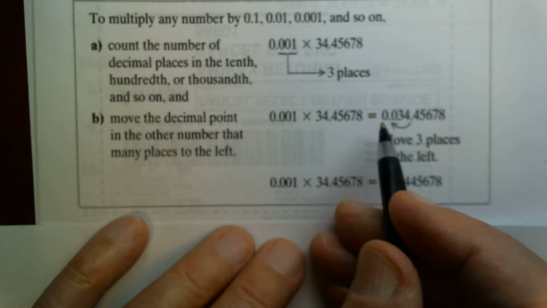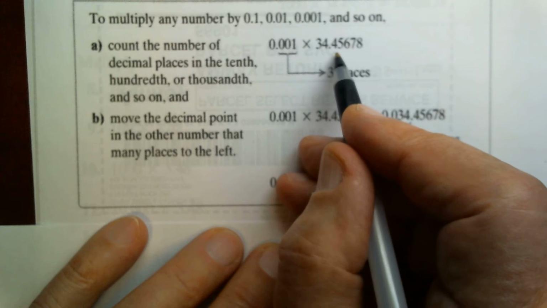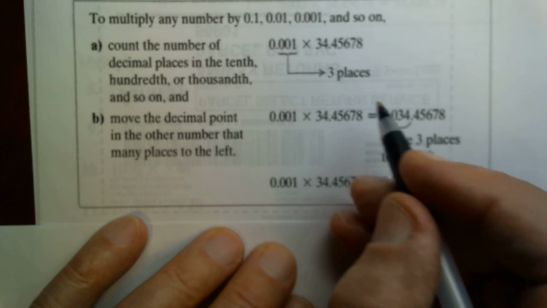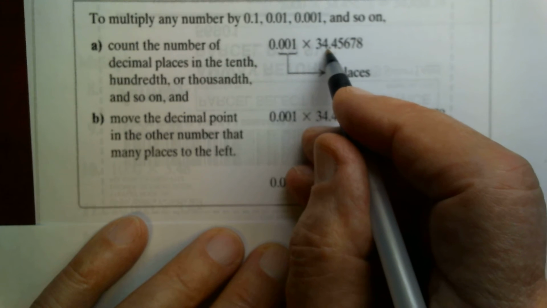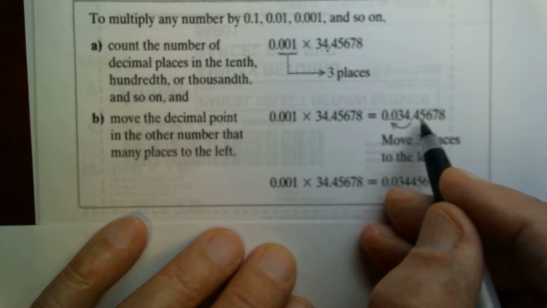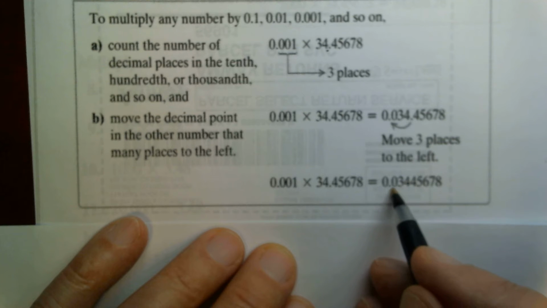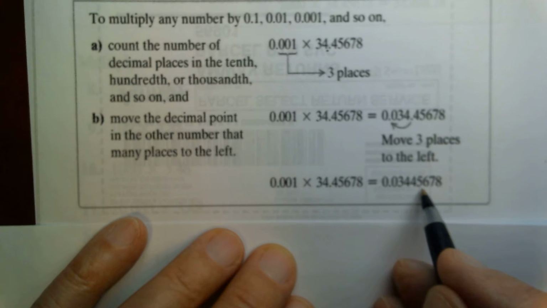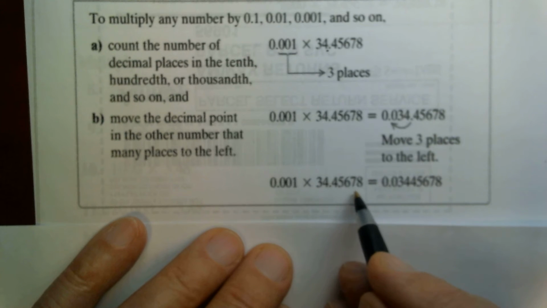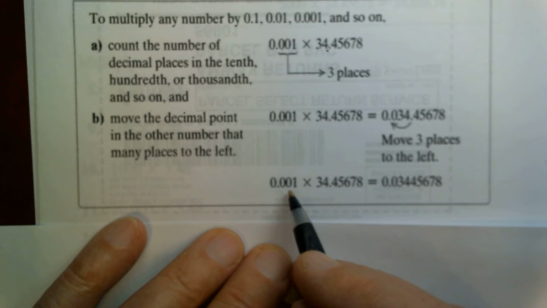For instance, when we multiply 0.001 times 34.45678, we have 3 decimal places. Therefore, we move the decimal here 3 places to the left. That means we have to place a 0 in front of the 3, so we have 3 decimal places to move it to. So therefore, the answer is 0.03445678 for multiplying these two numbers together. So it's really simple. Simply move the decimal as many places as you have decimals.